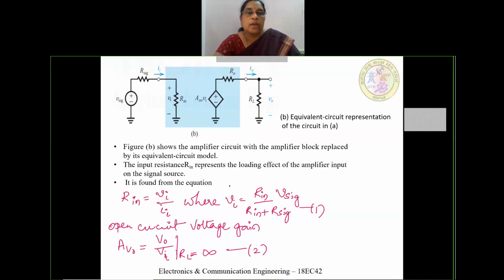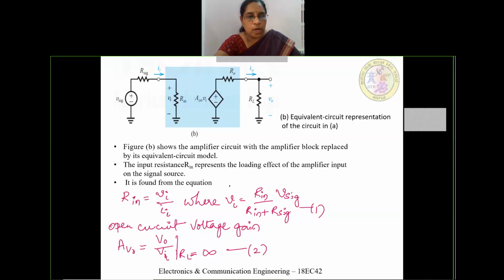What is Vi? Vi is nothing but a portion of V signal. Then what is Vi now? How much amount of V signal is coupled to the amplifier input? That is also given, where Vi is nothing but R in divided by R in plus R signal into V signal. It is just similar to our potential divider equation.